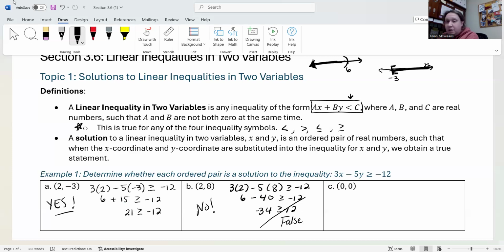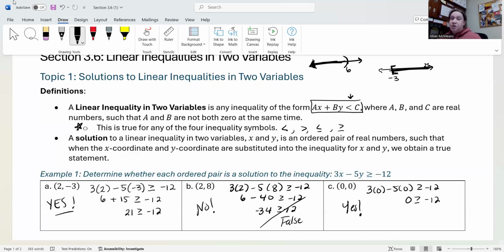Okay, last up, we have the ordered pair (0, 0). So we're going to plug in 0 for x and y. So I get 3 times 0 minus 5 times 0. Is that greater than or equal to negative 12? So 3 times 0 is just 0. 5 times 0 is 0. 0 minus 0 is just 0. So is 0 greater than or equal to negative 12? Yes, this is absolutely true. So we would say (0, 0) is part of our solution set, okay?